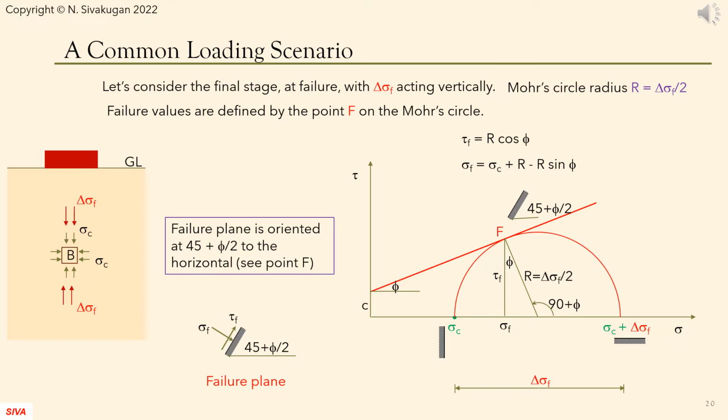Let's have a good look at the Mohr circle at failure, which has radius of half delta sigma F. Note the orientations of the horizontal and vertical planes on the Mohr circle. Failure corresponds to the point F on the Mohr circle, which implies that the failure plane is oriented at an angle of 45 plus half phi to the horizontal. Sigma F and tau F are the normal and shear stresses acting on the failure plane.